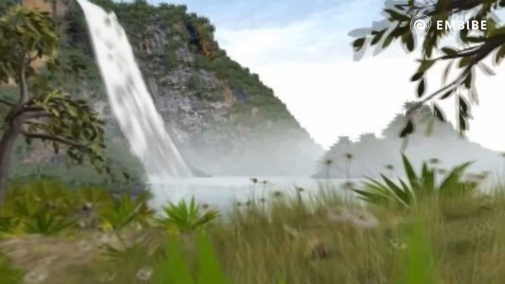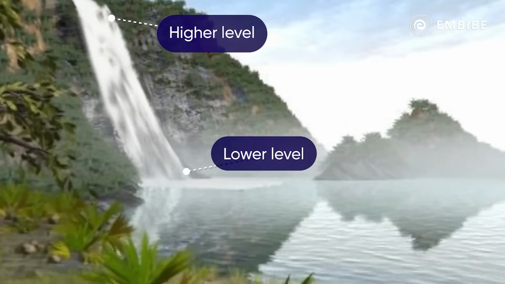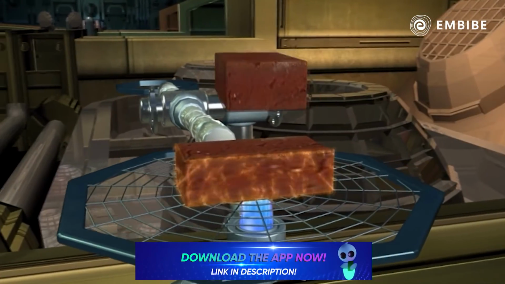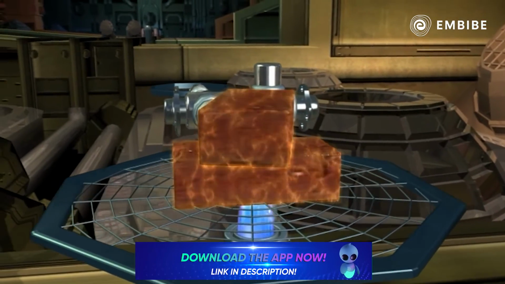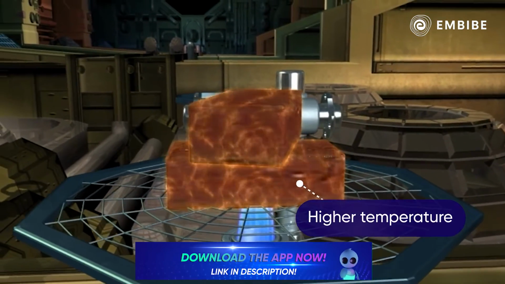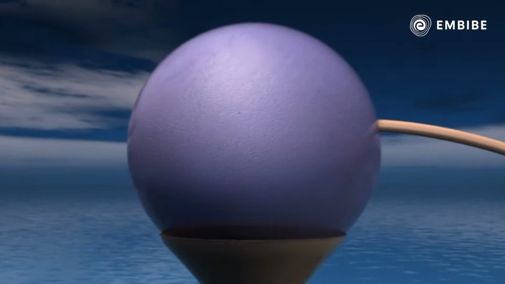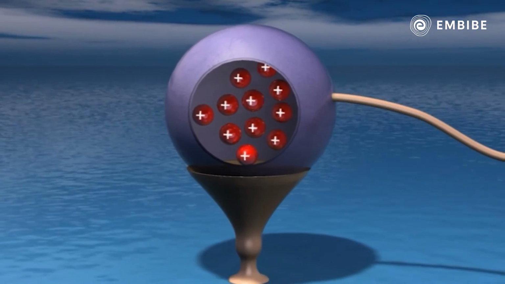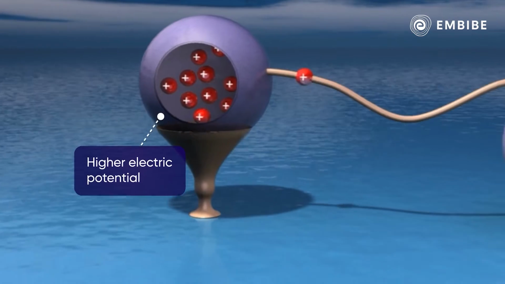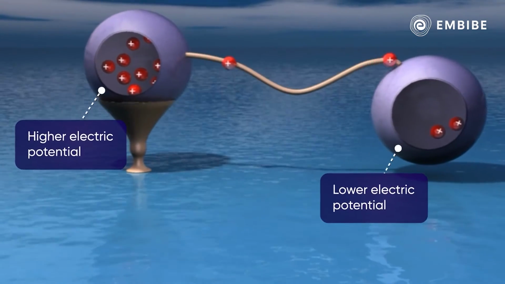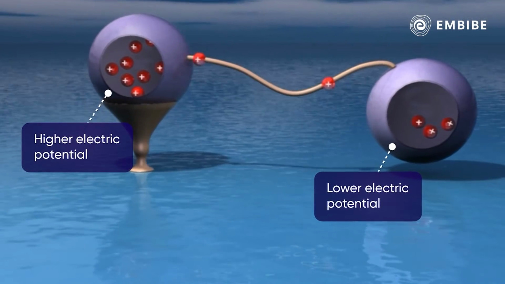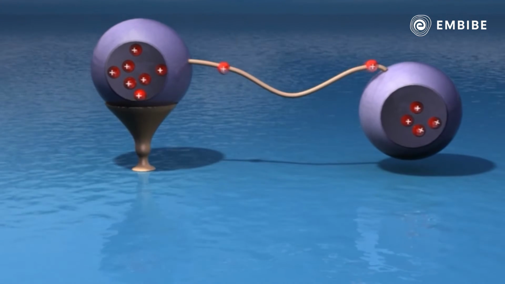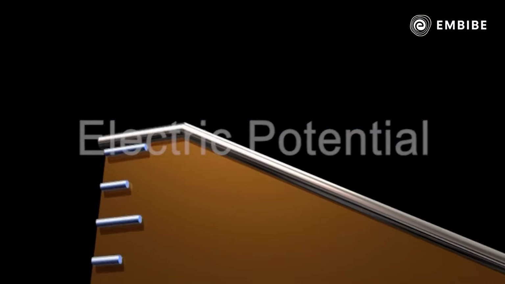We know that water flows from a higher level to a lower level. When two bodies are kept in contact, heat is conducted from a body at higher temperature to a body at lower temperature. Similarly, electric charge is said to flow from a point at higher electric potential to a point at lower electric potential. To understand this concept, we should understand what exactly we mean by the term electric potential.